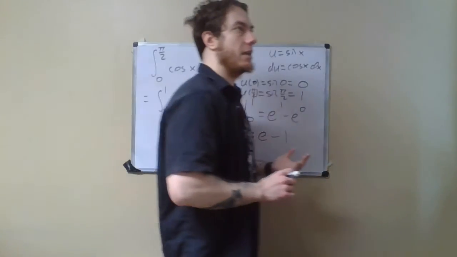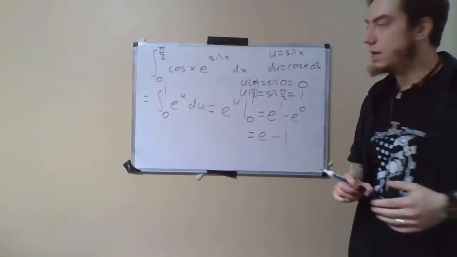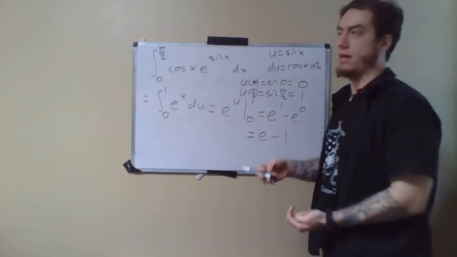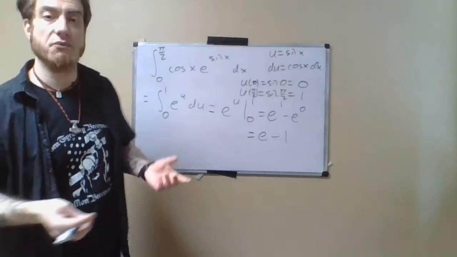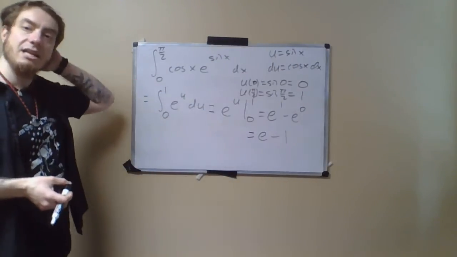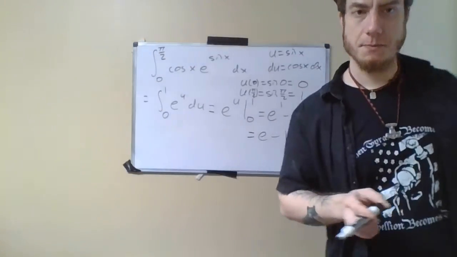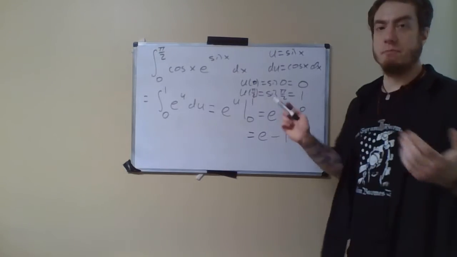And since we don't have to do that work, why bother? It's not like we saved ourselves a tremendous amount of time, okay? It's not like the end of the world if we did it the longer way. But it's definitely more efficient to do it this way in most problems. It's more efficient to change the bounds.